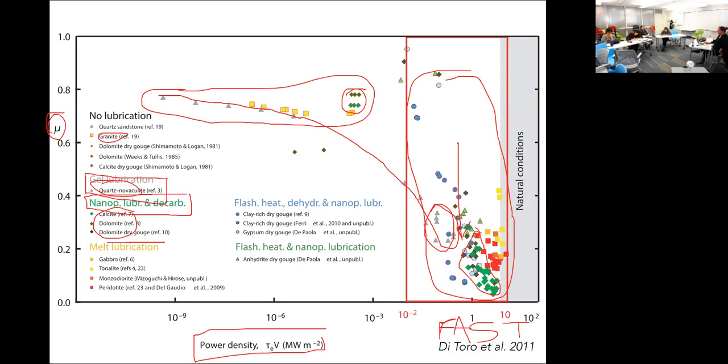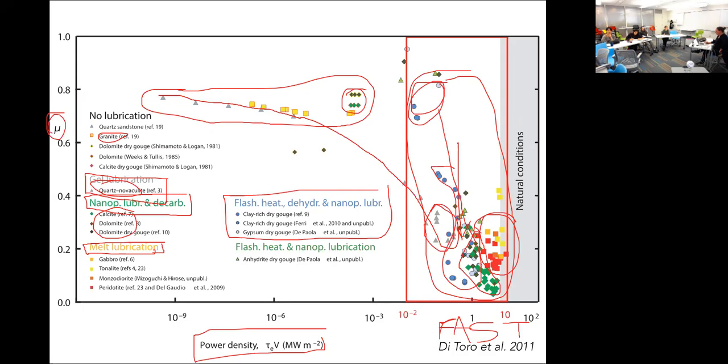Okay, then in some other rock types, gabbro, tonalite, monzodiorite, peridotite, so hard crystalline igneous rocks, all of this lubrication or drop in strength is attributed to melt lubrication, the formation of pseudotachylytes. For clays and gypsum, they stay strong all the way up into relatively high slip rates, and then they start dropping. I'm sorry, these slides are going to be a mess later. The mechanism for explaining those is flash heating, dehydration, and nanoparticle lubrication.